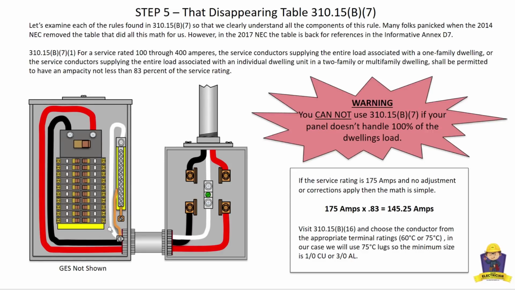Now, another thing I will throw out there, this has to handle 100% of the load. If I had a panel right here, or I had something where loads were actually taken out before it got to this panel, then I can't apply this rule, and I just have to size it based on 310.15(B)(16) like I do for anything else. Okay, so to use this table, I have to supply 100% of the loads over here. Okay, and this is for the service application. All right, again, 100% of the load.